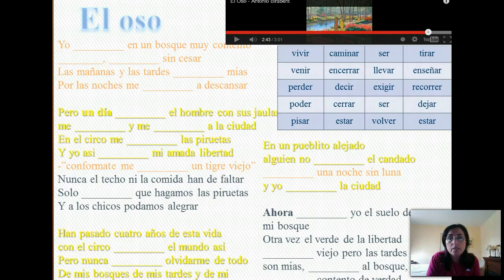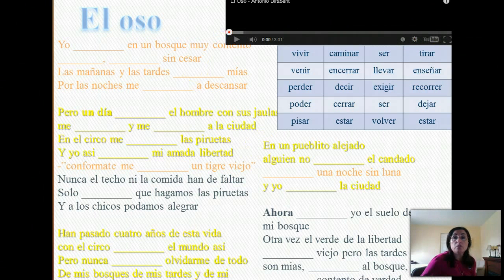And here is what you will actually have in composition 3. It is a song called El Oso. Very popular song in Argentina. We all grew up with this song during the military coup, because it's a song that speaks about freedom. This song is perfect for teaching pretérito and imperfecto, because it's the type of story that I want you to write for the final in 102. It's a story that your abuelita will tell you, where you have an introduction.